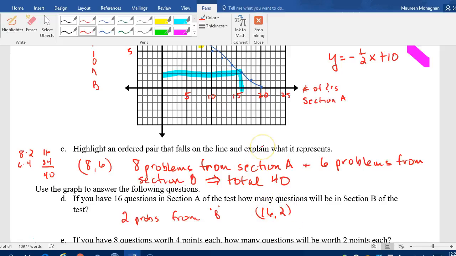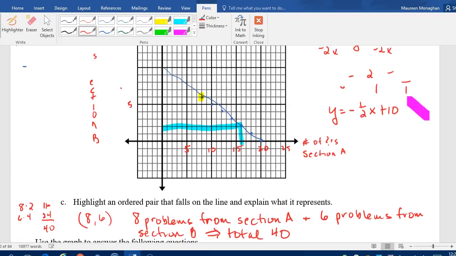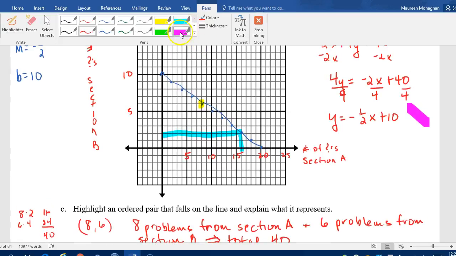If you have 8 questions worth 4 points each, how many questions will be 2 points? So these are the 4 points. So I have 8 questions. Let's do a different color here. Let's go green. 8, 5, 6, 7, 8. How many are from, keep on going down, there we go. And it looks like there would be 4. Okay.